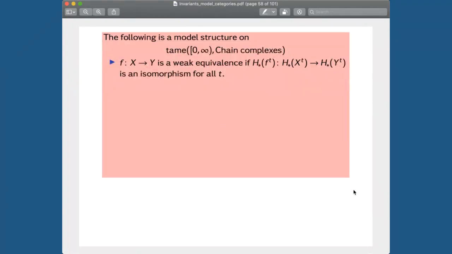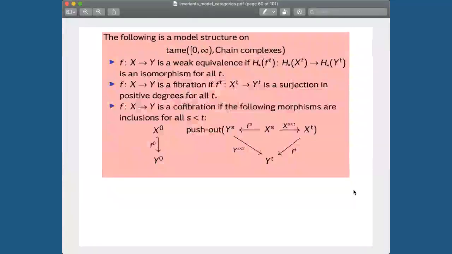A map is a weak equivalence if it's a homology isomorphism for every parameter t. It is a fibration if it is a surjection in positive degree for all t, and it's a cofibration if it's an injection at time zero, and if for every s and t the map from that pushout into Y_t is also an injection between chain complexes.